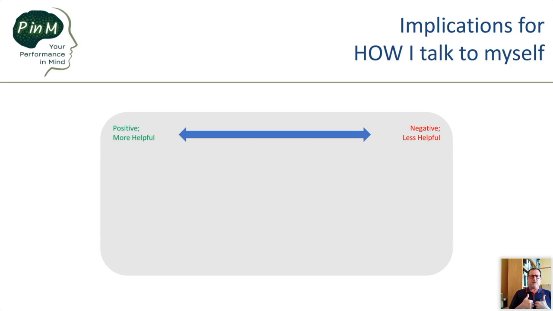The arrow here is more of a continuum. It represents degrees of experience. So things could be a little bit negative, or very, very negative, and similarly can be okay or really very positive. And I'm using the words positive and negative to relate to how the experience feels for the person on the inside.